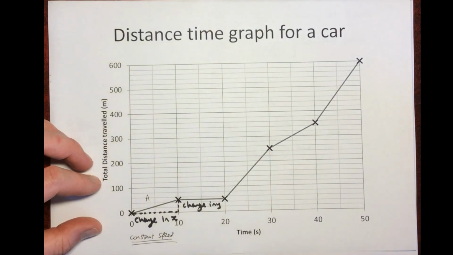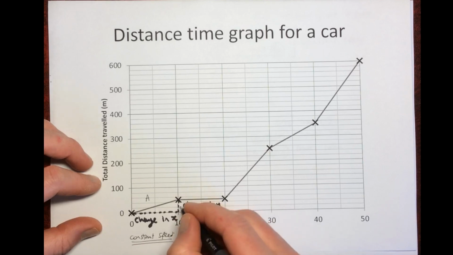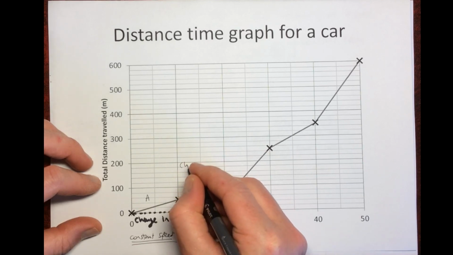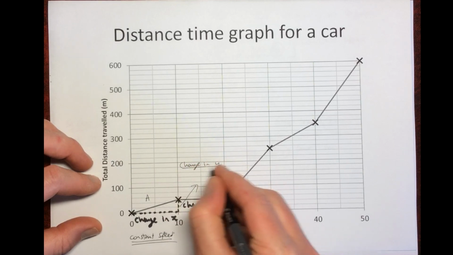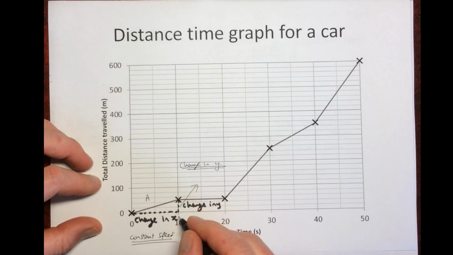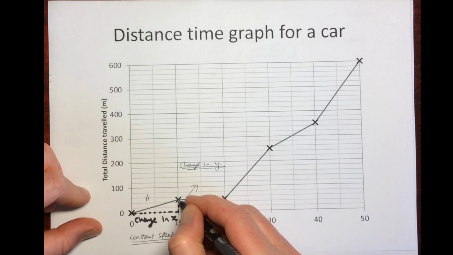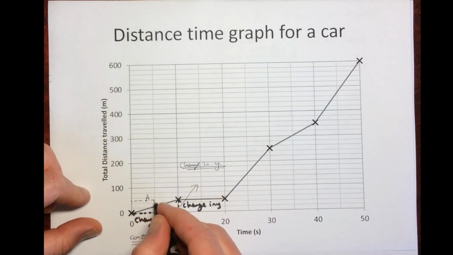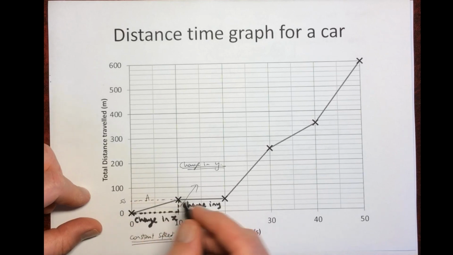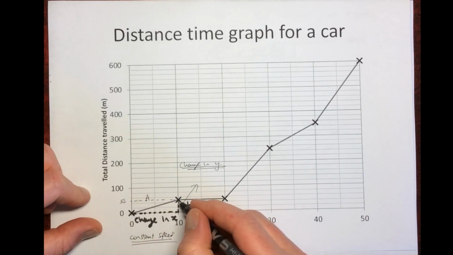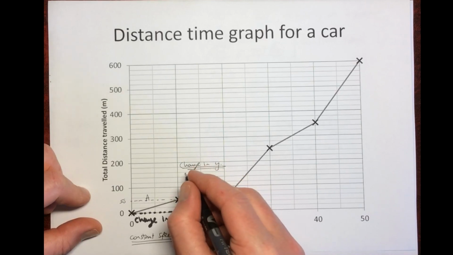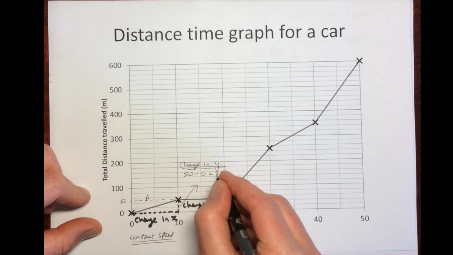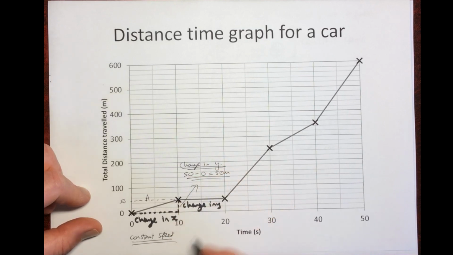Now if you look at this graph here, initially, if we look at this section here, this is the change in y. If you look at the start of this section, you're starting off at 0 meters, and at the end of this section you're at 50 meters, because this here is 50 meters. So over that section, the change in the y-axis is the difference between 0 and 50. So 50 take away 0 gives us 50 meters. So the change in the y value is 50 meters.